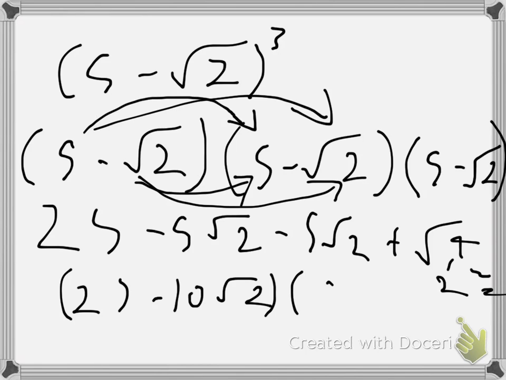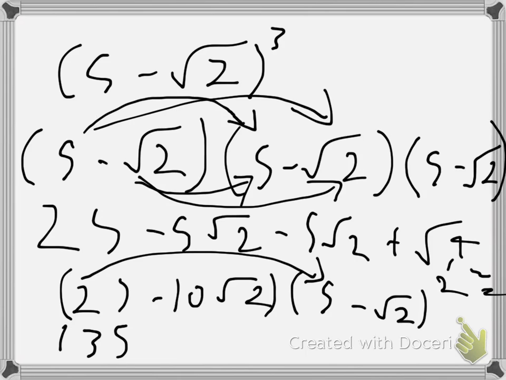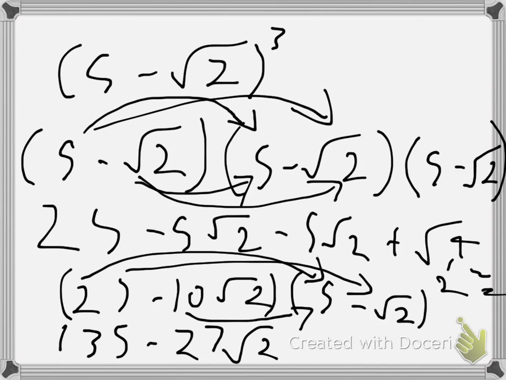So now I can multiply that by my final, and just double distribute again. I'm going to get 27 times 5, which is 135. I'm going to get 27 times negative square root of 2, that's negative 27 square root of 2. So then just double distribute this. I'm going to get negative 50 square root of 2 and distribute that. I'm going to get plus 10 square root of 4.